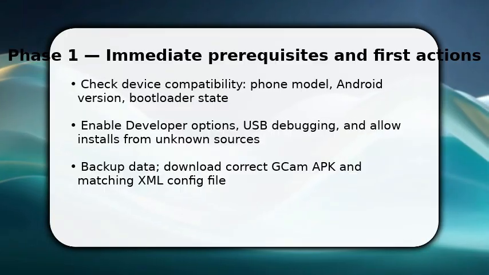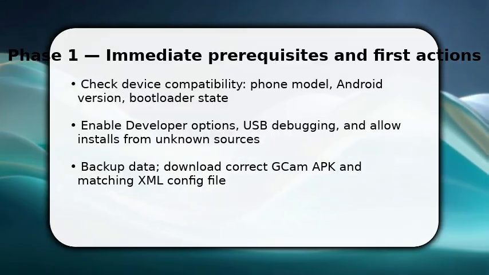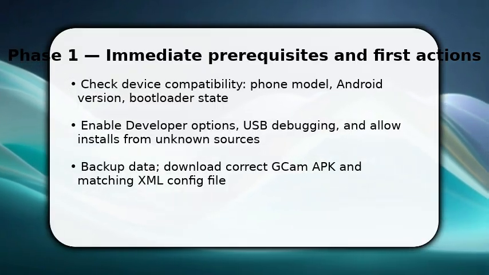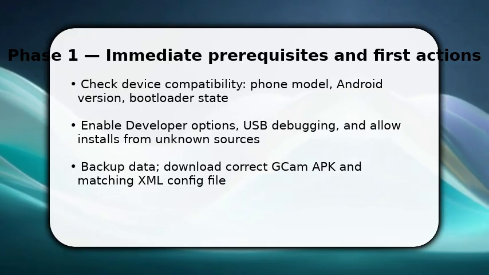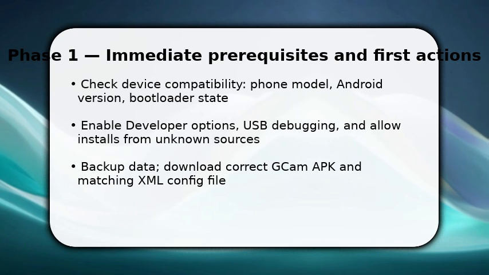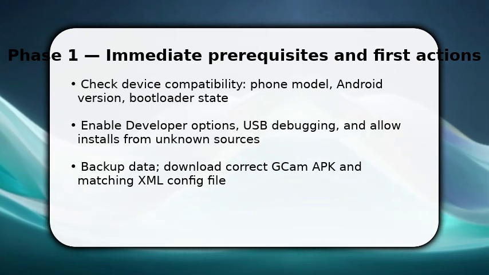You should back up photos and a quick system image if possible, because this process can affect camera settings. Then download the Gcam APK that matches your chipset and an XML config tuned for your model. Now proceed to installing. I'll walk you through the installation steps next.